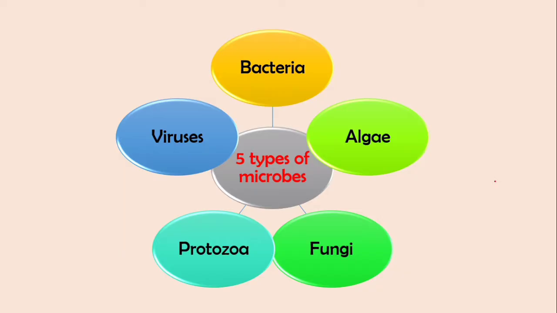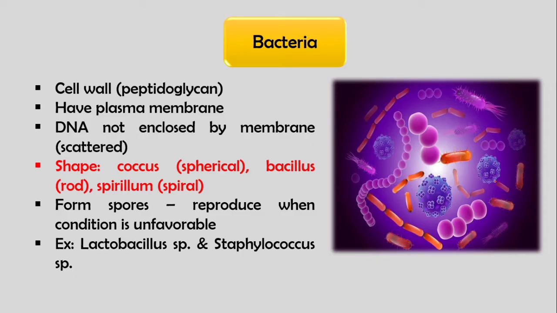Okay, 5 types of microbes: bacteria, algae, fungi, protozoa, and viruses. Okay, bacteria have a cell wall made up of peptidoglycans. Sorry, my mistake. Bacteria don't have plasma membranes, so the DNA or RNA are scattered in the cytoplasm, not enclosed by membrane. Okay, bacteria have different species with different shapes.